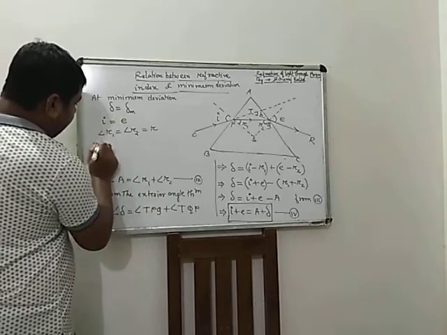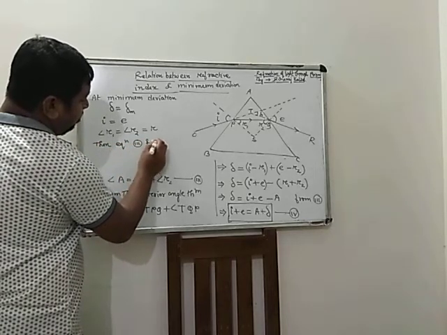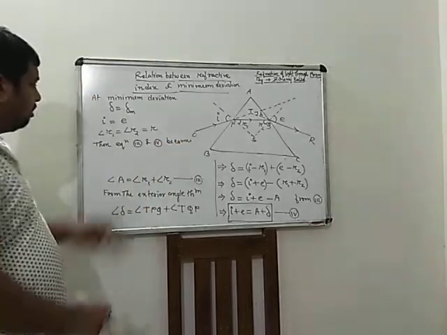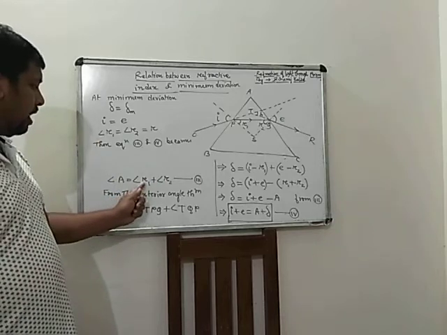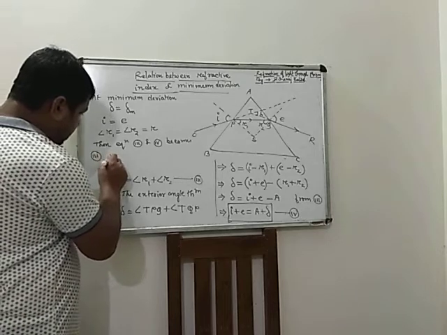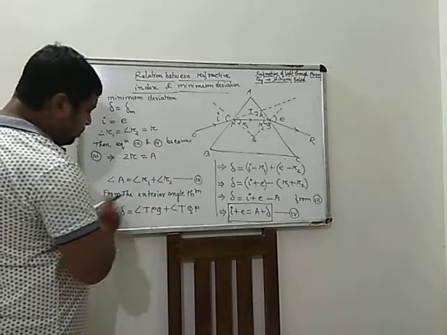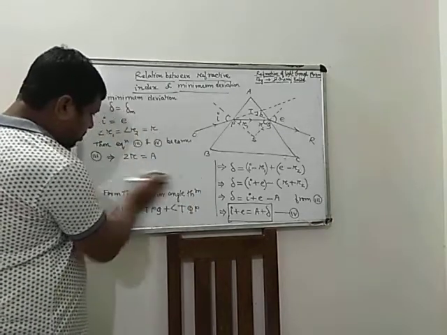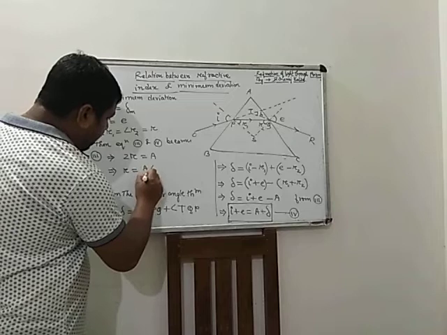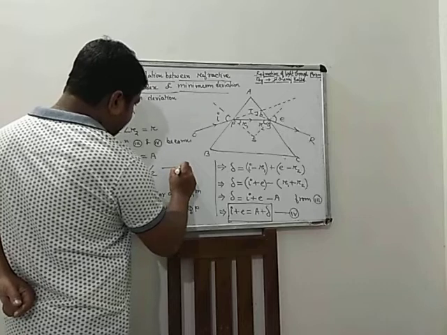Then equations 3 and 4 become: from equation 3, r1 equal to r2, so r plus r, that means twice r, equal to angle A. So r equal to A by 2. This is equation number 5.